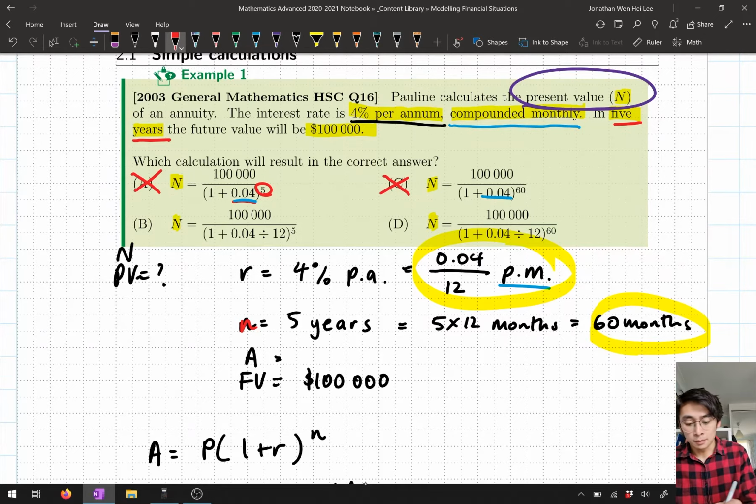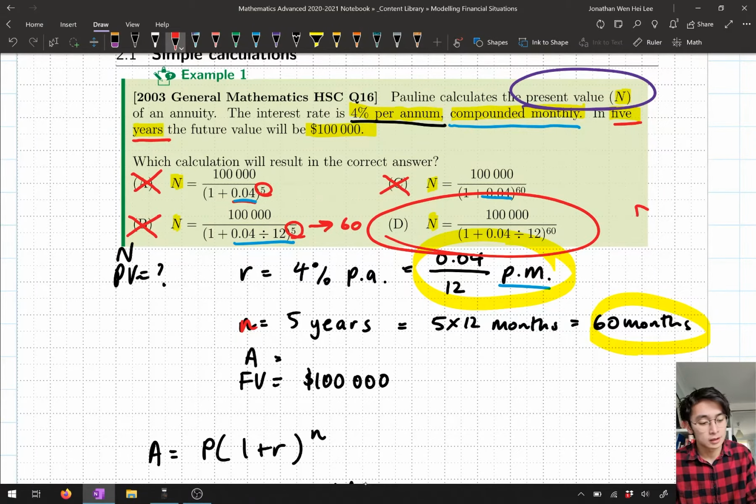And finally, the one at the bottom here, B, they've adjusted the compound interest rate, which is good. So they've divided that by 12. But if you have a look at the number of periods, the number of periods is still 5. It should be 60 here, because it's not 5. We're compounding it monthly. We're not doing it for 5 months. We're actually doing it for 60 months to make that 5 years. So here, this B is gone. And so we're left with D as the final answer. So the answer here is going to be D.